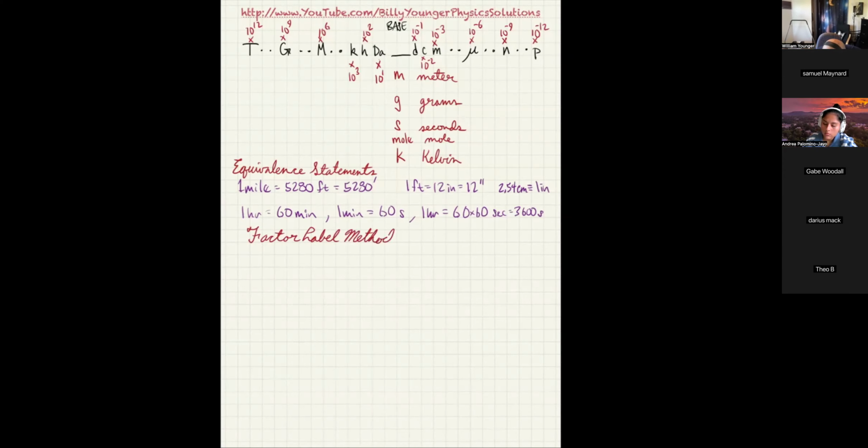The factor label method of unit conversion. Hopefully, you were good students and managed to get through chemistry in high school, in which case you already know about the factor label method.